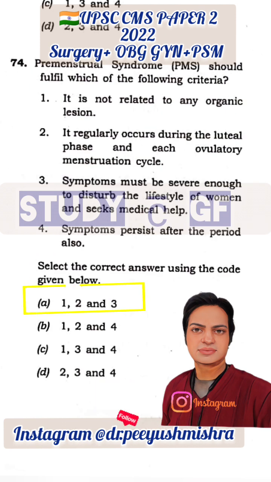Premenstrual syndrome (PMS) should fulfill which of the following criteria? It is not related to any organic lesion. It regularly occurs during the luteal phase and each ovulatory menstrual cycle. Symptoms must be severe enough to disturb the lifestyle of woman and she seeks medical help.